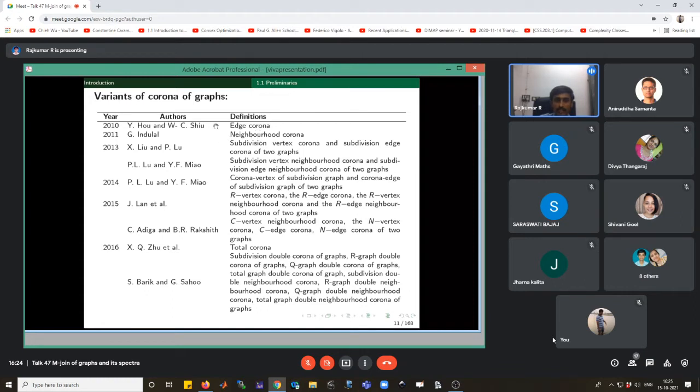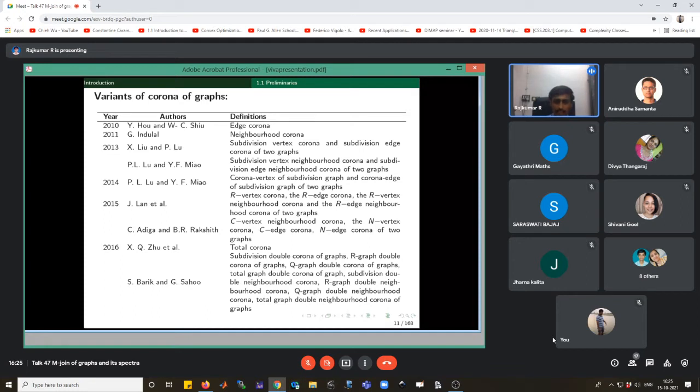So some variants are edge corona, neighborhood corona, subdivision vertex corona, subdivision edge corona, subdivision vertex neighborhood corona, and so on. The basic methodology of constructing such graphs, for example: in the usual corona of graphs, we take the base graph G and corresponding to each vertex we take one copy of H, and we join each vertex of G to all the vertices in the corresponding copy.